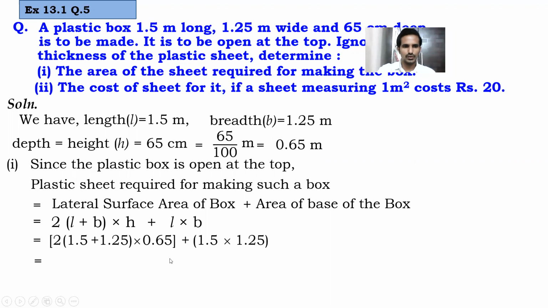All right. So let's see this addition in the bracket. In the bracket, first we'll do 1.5 plus 1.25. It will be 1.75. Sorry, 2.75 multiplied by 0.65 plus 1.5 into 1.25. This multiplication you have to do. ये आपको multiply करना पड़ेगा. Do it quickly, all of you, and tell me what multiplication comes here.